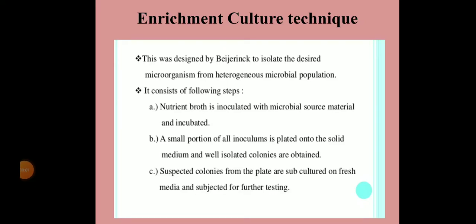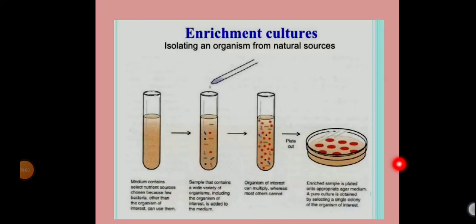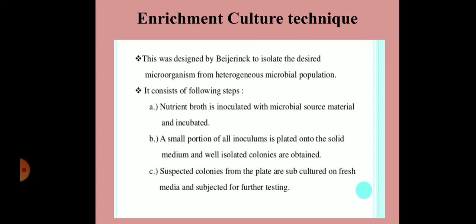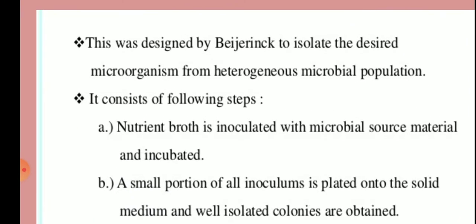So, in the last video, we studied two techniques of primary screening, that is the crowded plate technique and the auxanographic technique. So, this time we are going to study the third method of primary screening, that is called the enrichment culture technique. Now, this enrichment culture technique is especially utilized for isolating desired microorganisms from a huge heterogeneous microbial population.